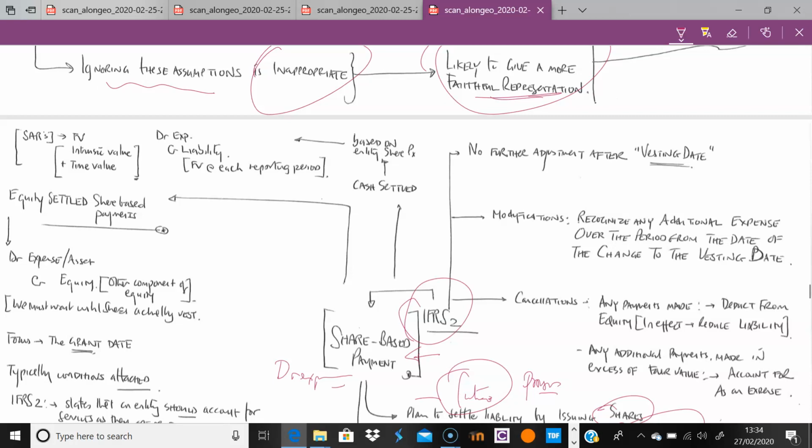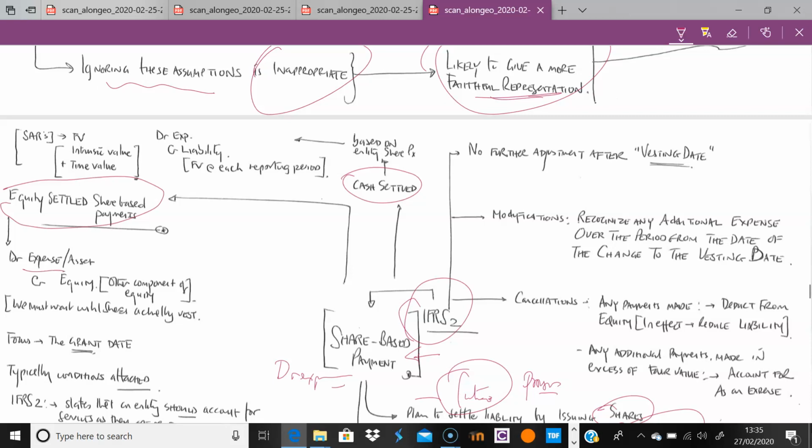The next thing to ask ourselves is what types of recognition can take place. We can have equity-settled share-based payments or cash-settled. I'll talk about equity first. Literally we intend to give shares in our organization to these individuals, typically people working for us, employees.